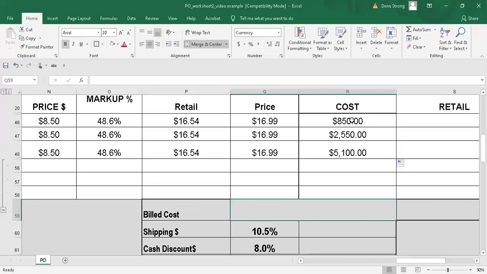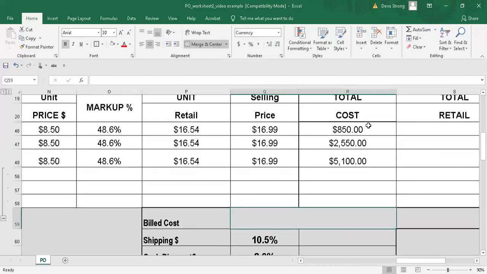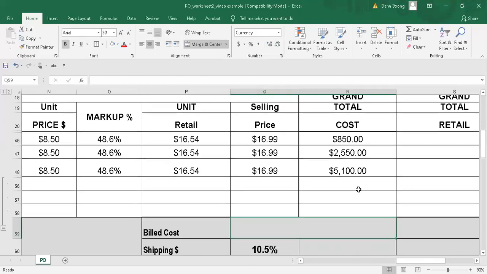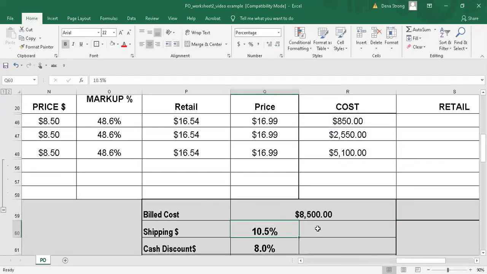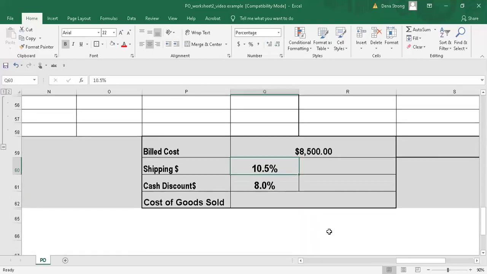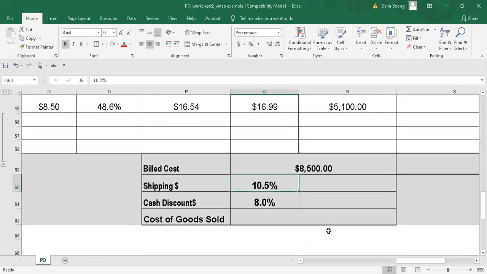So let's calculate our bill, guys. So remember, bill cost is the sum total of our wholesale purchase, grand total cost. So we can go equals sum parentheses 850, 2,550, and then 5,100. Close parentheses, hit enter. So we bought a total of $8,500 worth of merchandise from this vendor for the hoodie purchase.